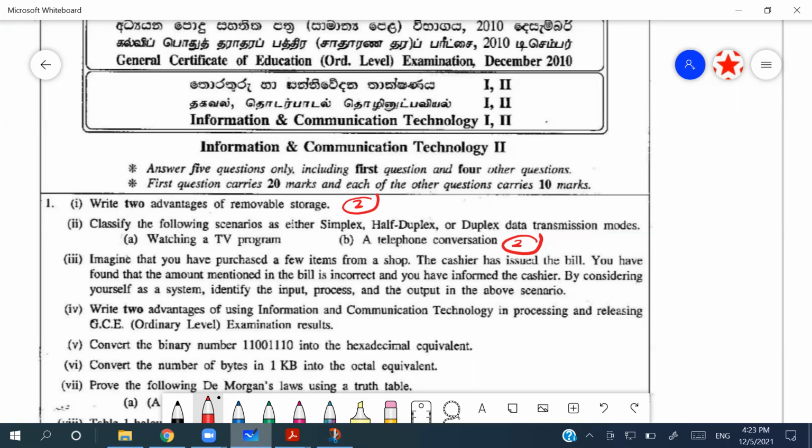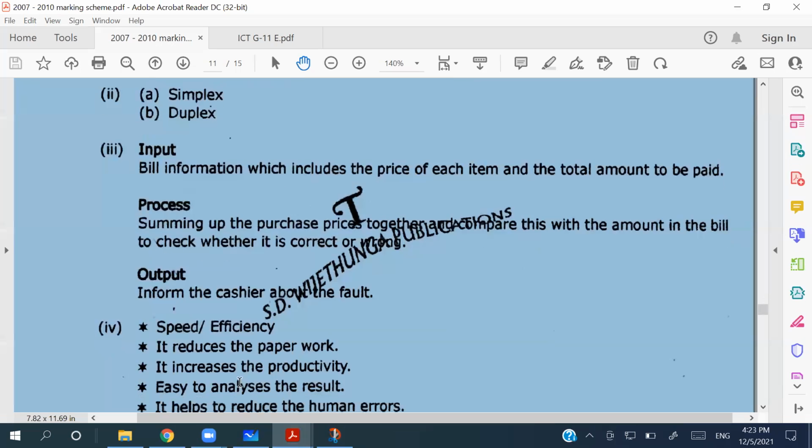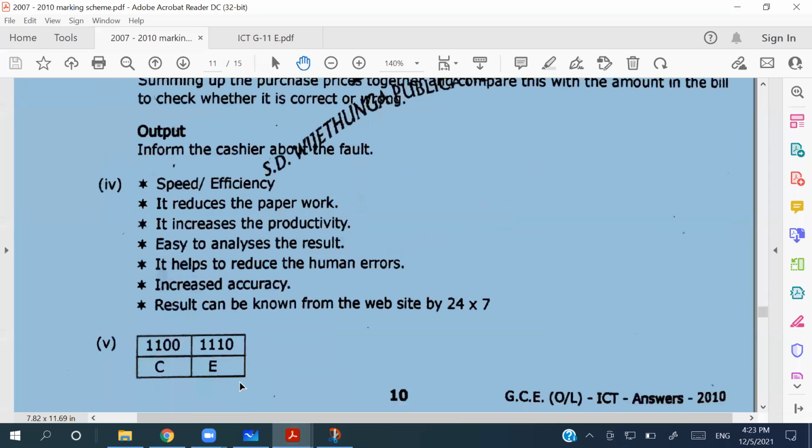And when we are using particular facilities like a website, it is easy for anyone who needs to retrieve their results. So in here they say it is speed, it is efficient, it reduces the paperwork. Yeah, definitely, there will be less paperwork. It increases the productivity, easy to analyze the result, helps reduce human errors, increases accuracy. Results can be known from the website 24/7, right? So any two of these things, you will be getting 2 marks. For each and every part, you are rewarded with 2 marks.